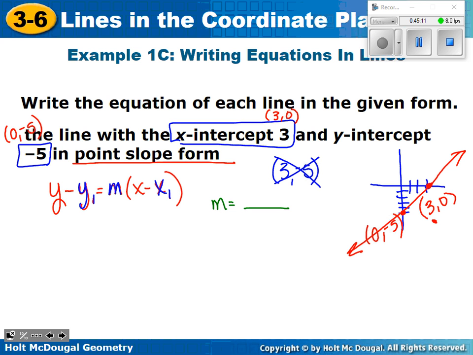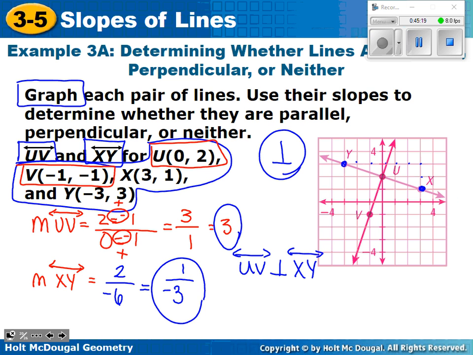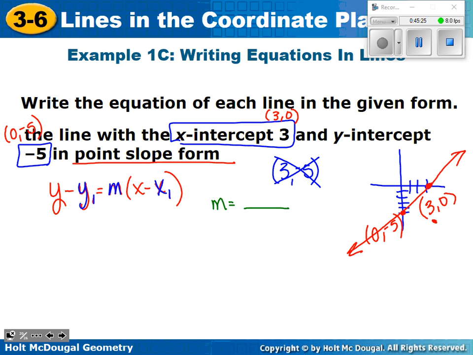And what is our y2 minus y1 in this case? Okay, so what would I actually write down here? Oops, my bad. I'll come back to it. Go ahead, Bailey, what would I write down? -5 minus 0. So I would write -5 minus 0.